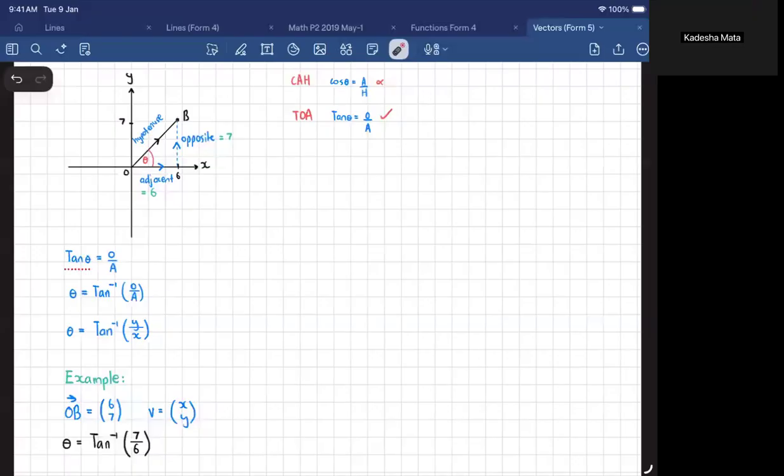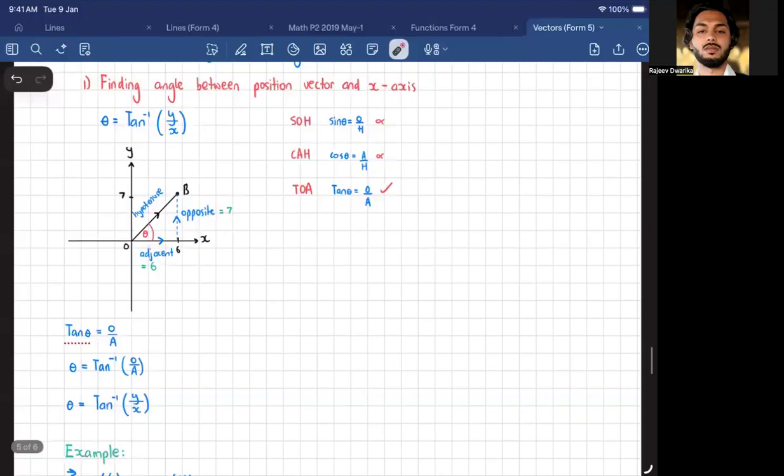6. I don't want to be wrong. So the horizontal component is 6. And what is the vertical component? 7. That's all, right? Yeah. Great. Happy you understand that.